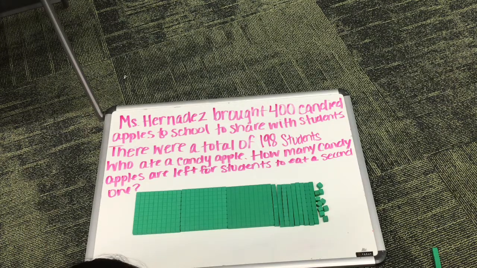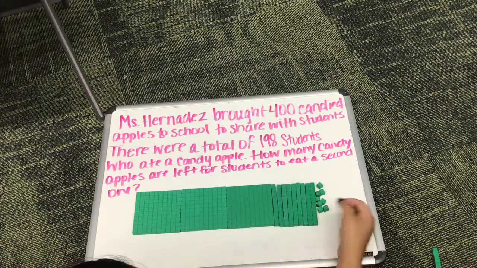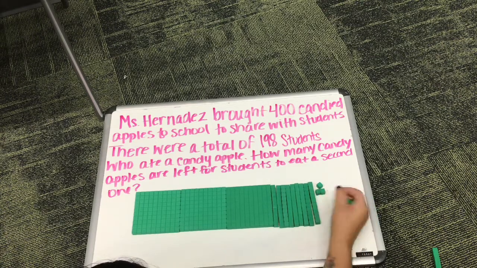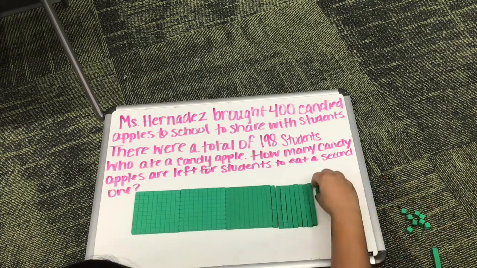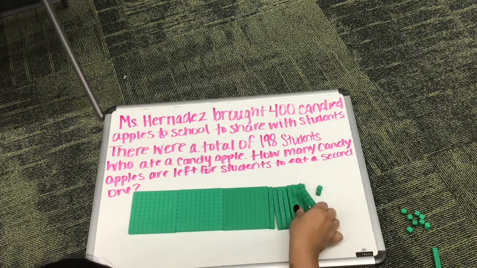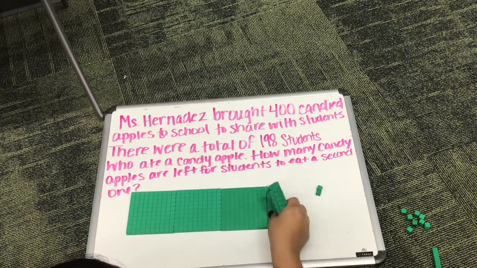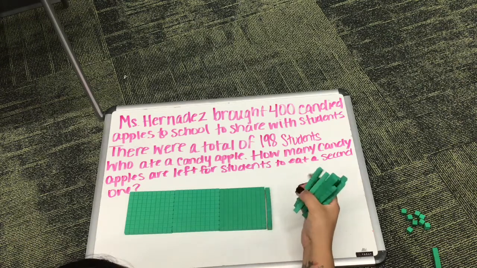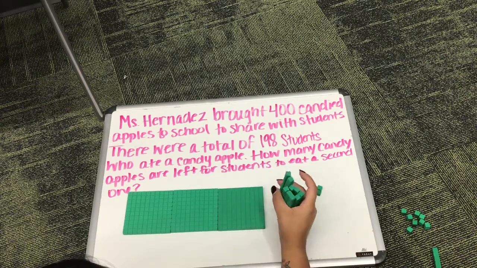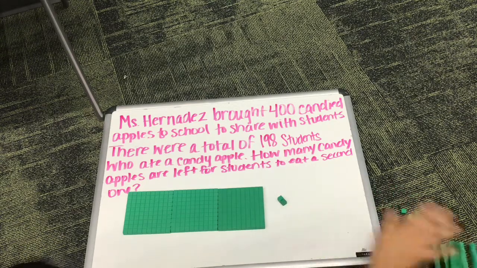So I know that I can subtract 8 in my ones place, so 1, 2, 3, 4, 5, 6, 7, 8, and I'm left with 2 small units. And now I have to subtract 90 for my tens place. 1, 2, 3, 4, 5, 6, 7, 8, 9. So we're left with 2 units out of our 100 flat that we regrouped. Now I've taken away 98.